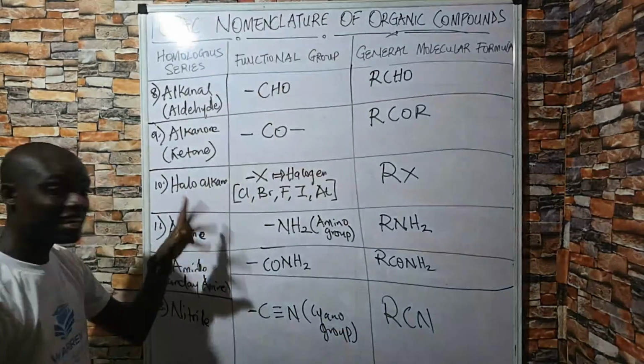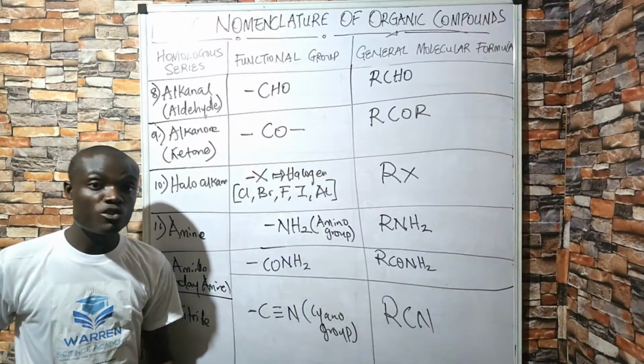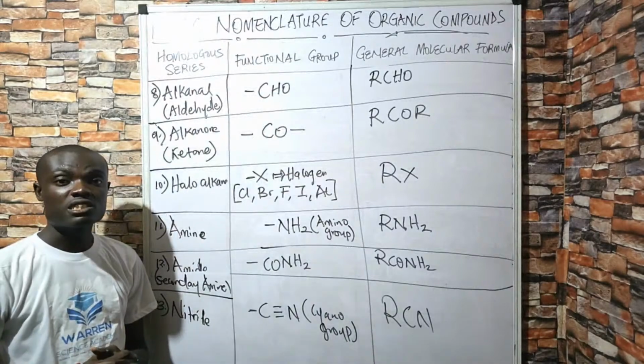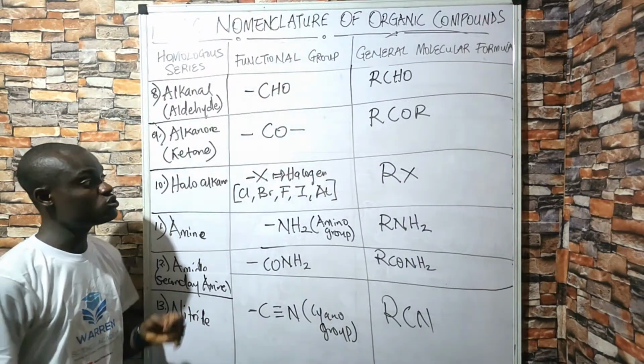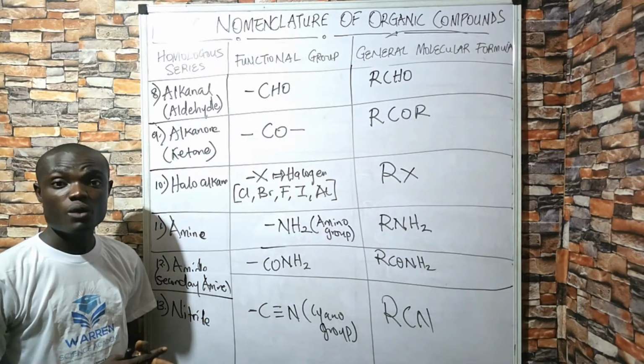So basically these are the common homologous series we ought to know for the purpose of our exam. We've looked at them from alkane down to the nitrile. So take note of this. And in our next class, we are going to look at the steps for naming organic compounds. We are going to name different compounds across different families, and that's how we are going to apply it.